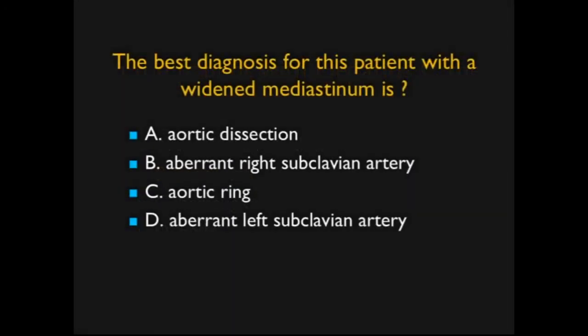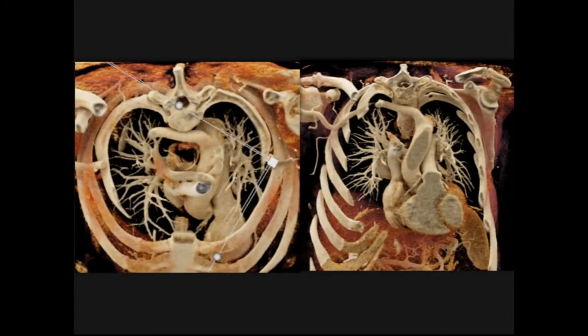This patient had a widened mediastinum on chest x-ray, and so what's the best diagnosis? I'm showing you two different images, one from above and one straight on with cinematic rendering. And if you look at both sets of images, it's a very nice appearance. Notice on the view looking down, you see the vessel going from left to right, from the aorta, going behind the esophagus, coming to the right, and that's a classic description of an aberrant right subclavian artery.